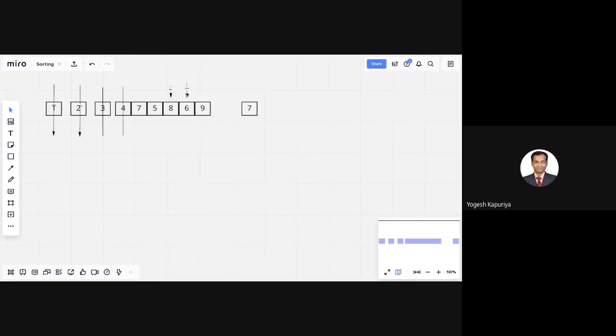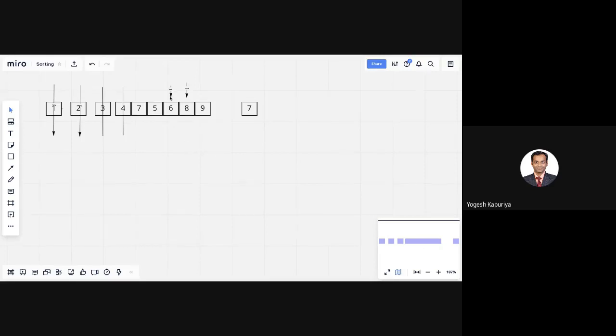Again, I and J's position will be checked. If I is less than J, then swap. If I is greater than J, then stop. So I is less than J here also, then swap. Swap means these two will be swapped. So 6 and 8 will be swapped, right?